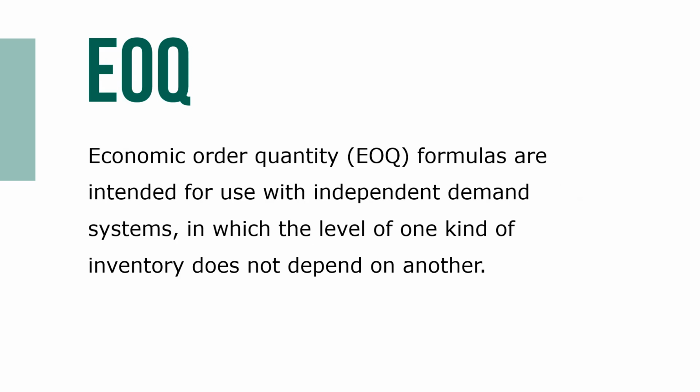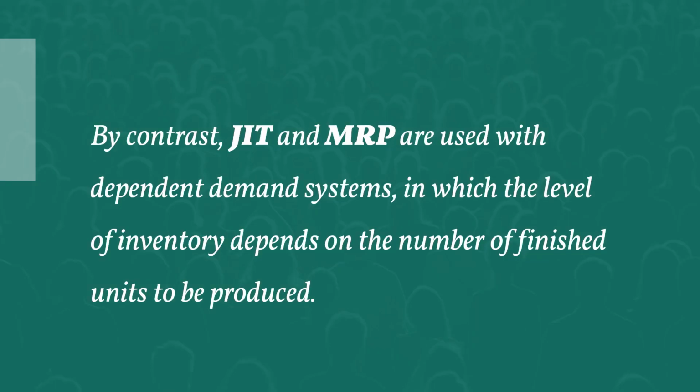What inventory management system should you use? Economic order quantity, or EOQ, formulas are intended for use with independent demand systems in which the level of one kind of inventory does not depend on another. By contrast, just-in-time and MRP are dependent demand systems, in which the level of inventory depends on the number of finished work units to be produced.